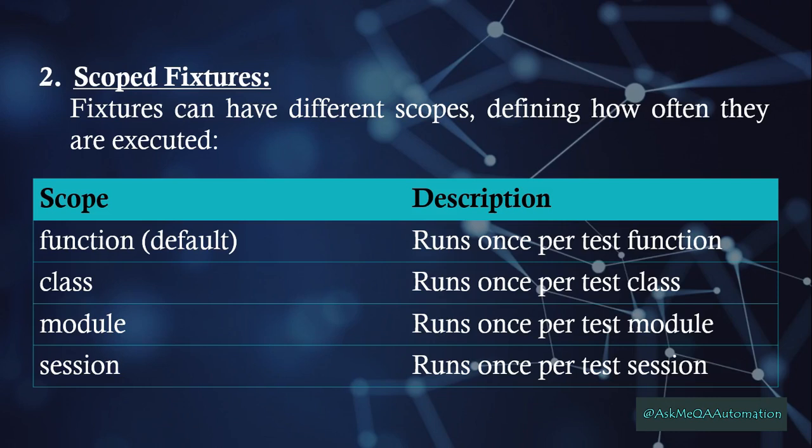Next one is module scoped fixture. So this will run once per test module. So the module means it is one Python file. So each Python file, this module fixture will get executed. Each py files are called modules. Next one is session scoped fixture. So this fixture will execute only once per test session, which means before all the test starts, this fixture function will get executed. So this session scoped fixture will execute only once per test execution.